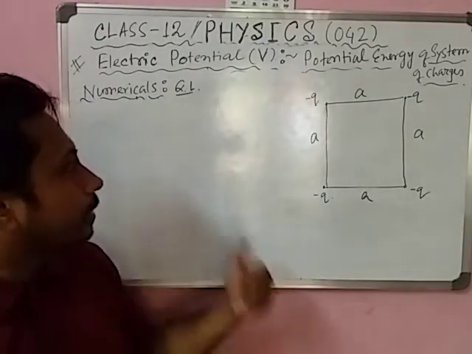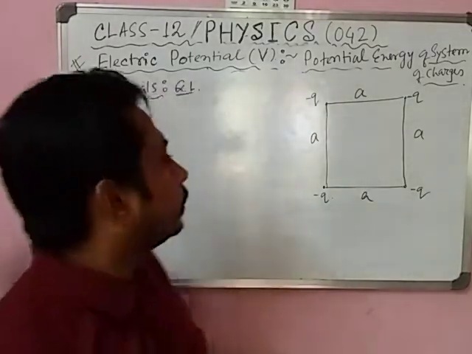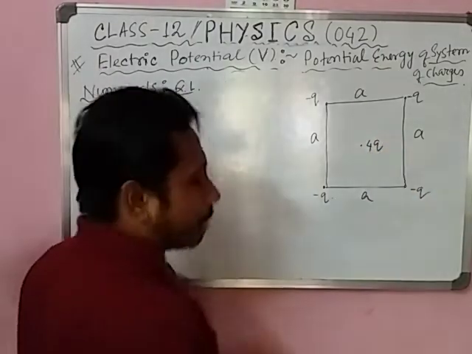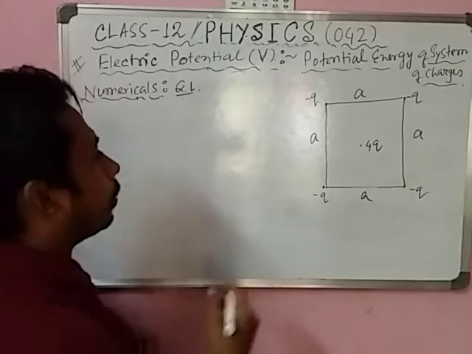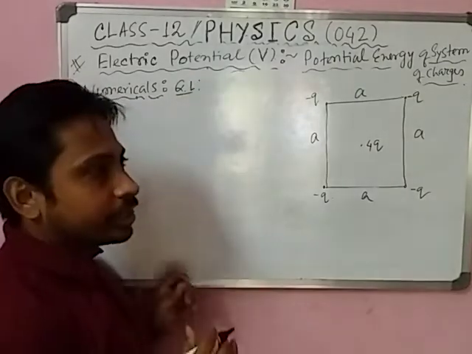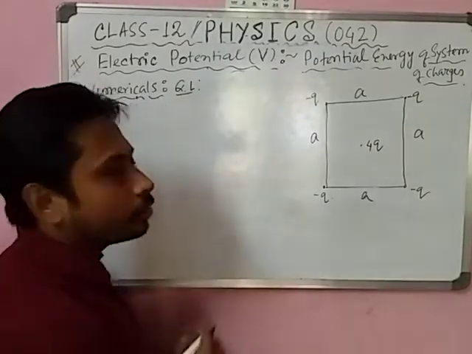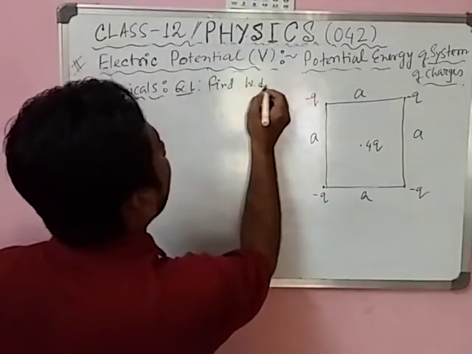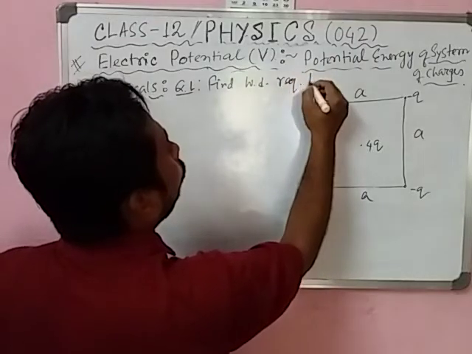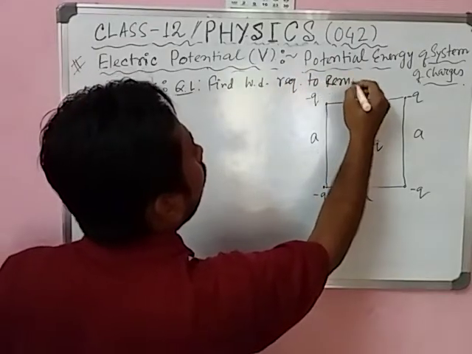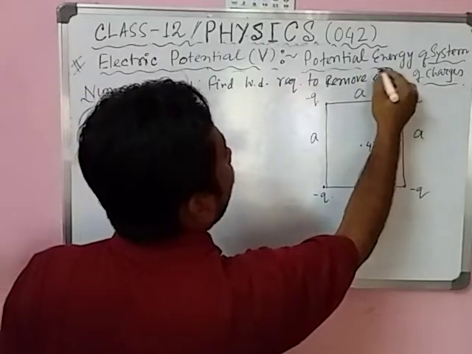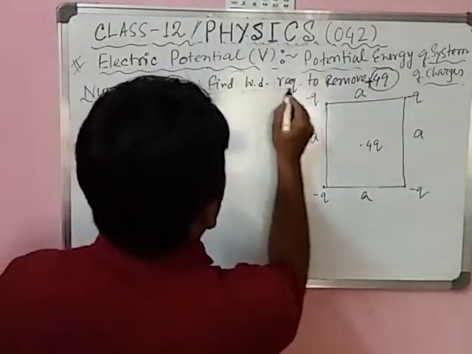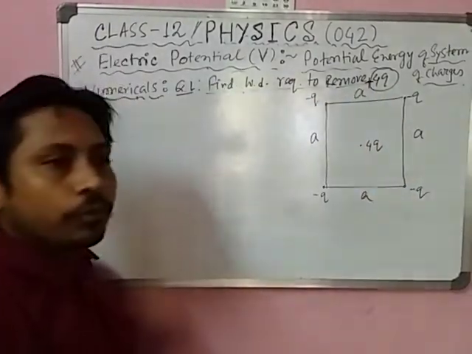Now students, please write down the question. If there is a charge 4q at the center and you have to remove the 4q from the center, find the potential energy or work done required to remove the 4q. Find work done required to remove plus 4q. So students, the question is find the work done required to remove plus 4q.